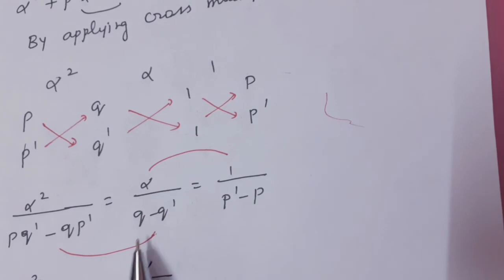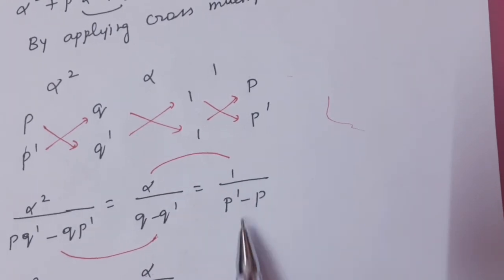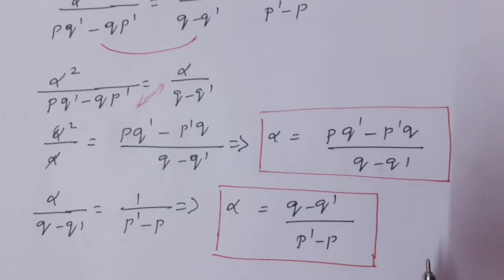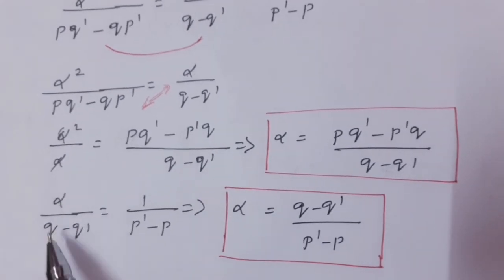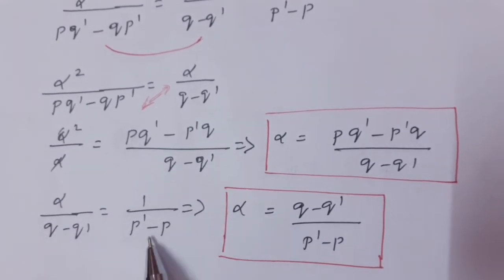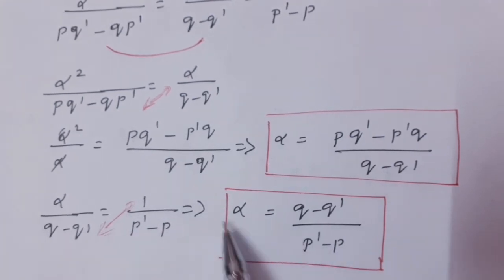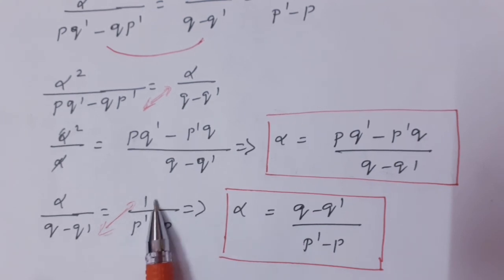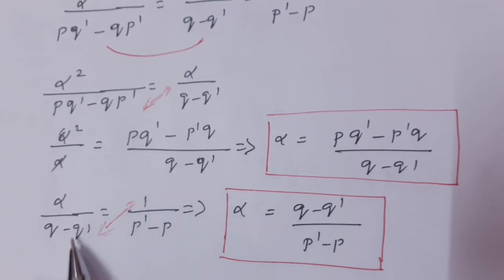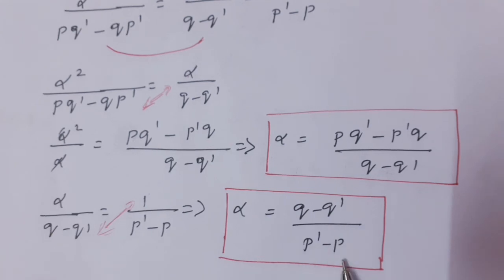Second and third term, again I will draw the arrow mark. So alpha by q minus q dash equal to 1 by p dash minus p. Now alpha by 1 is just alpha, again find the alpha value. Cross multiplying, the 1 comes down. So alpha equal to q minus q dash by p dash minus p.